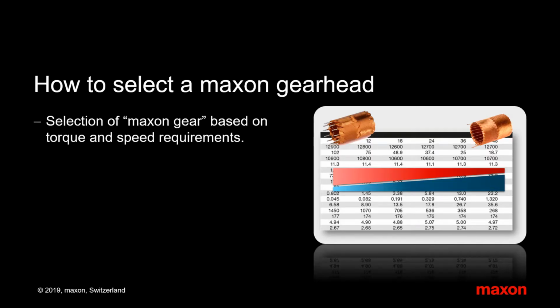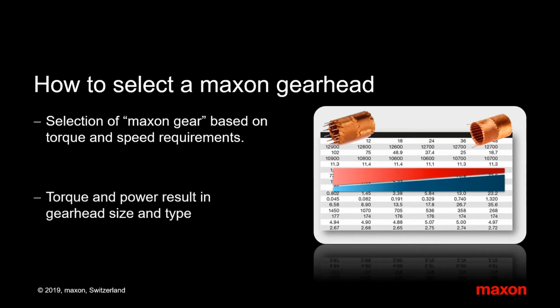That's it. A short introduction to gearhead selection. In summary, first select the gearhead size and type according to the torque requirements of your application. The matching reduction ratio is found by looking at the load speed and the maximum gearhead input speed. Good luck!